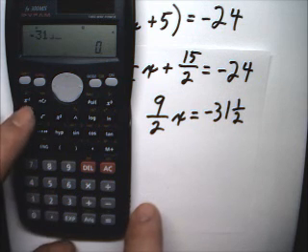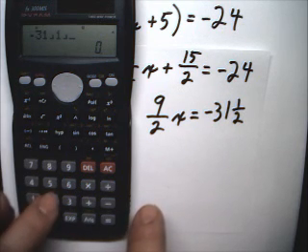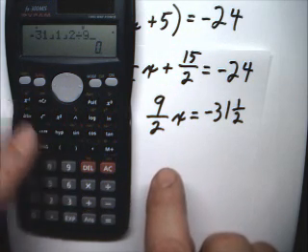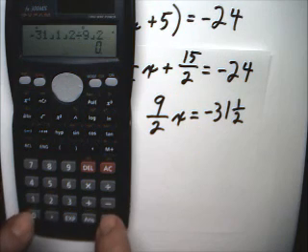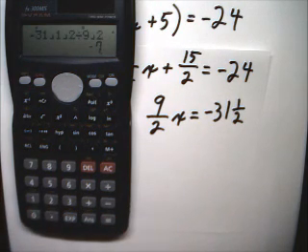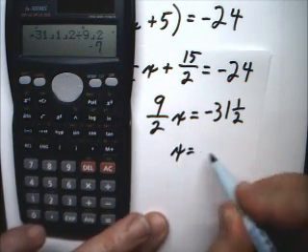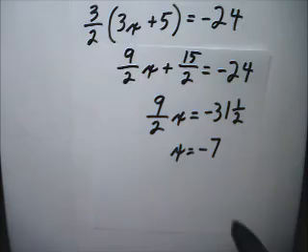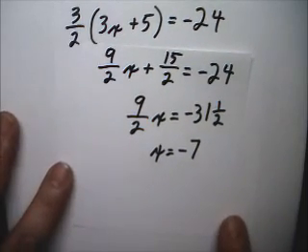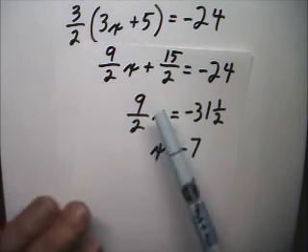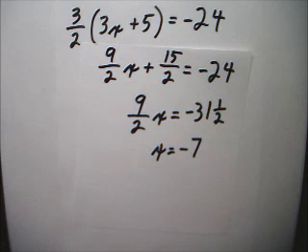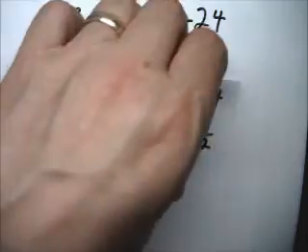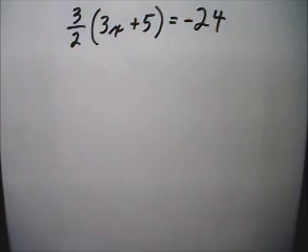-31 fraction key 1 fraction key 2 divided by 9 fraction key 2 equals -7. So in that way I showed that x equals -7. We had to do some fraction things, but the scientific calculator really helps us with fractions, and I think that was a very easy way to do it.